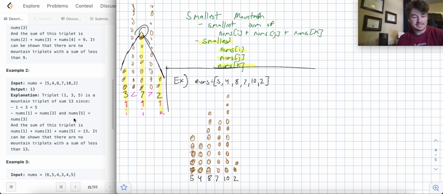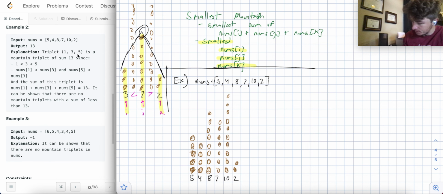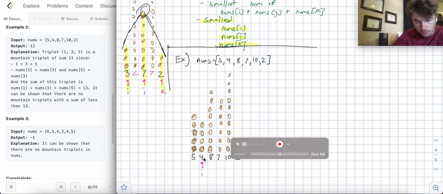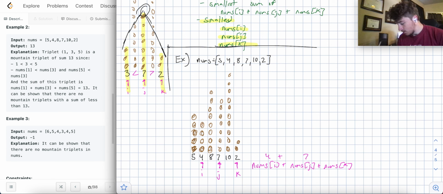Now, it's saying our answer is 13. So this is saying that our i is here at index 1, 0, 1, 2, 3. So the index that we're looking at, our 5 is here. Because when we sum these up, we get nums of i plus nums of j plus nums of k, which is 4 plus 7 plus 2 is 13. My writing is really bad right now. And that's why you return 13.